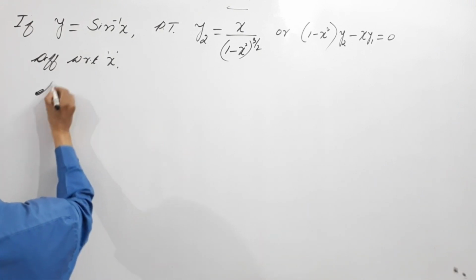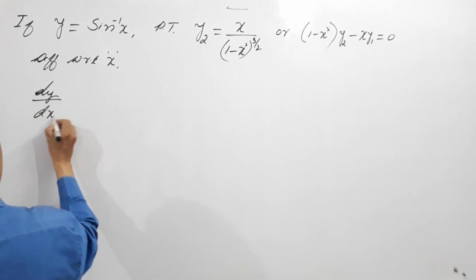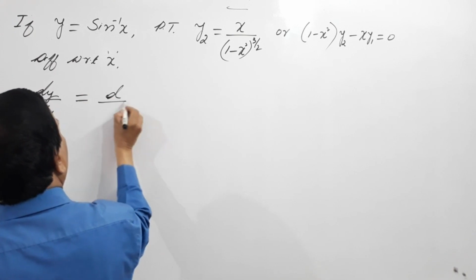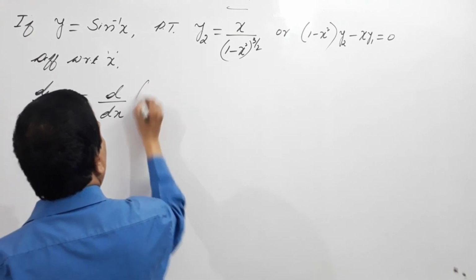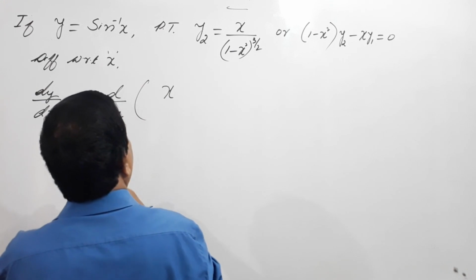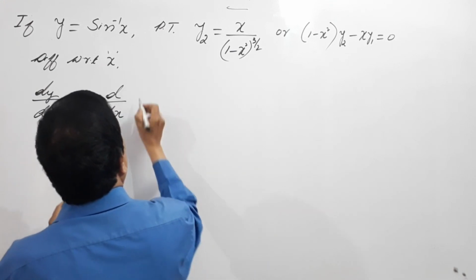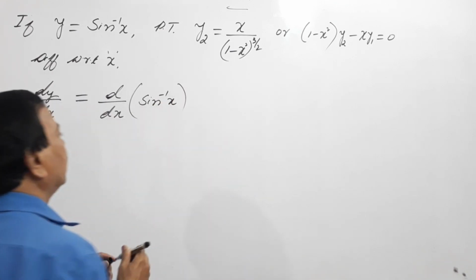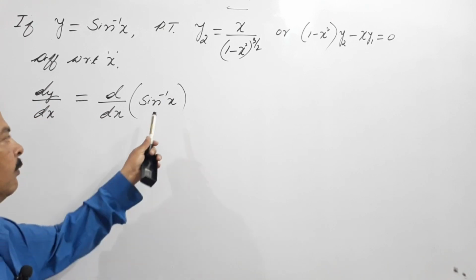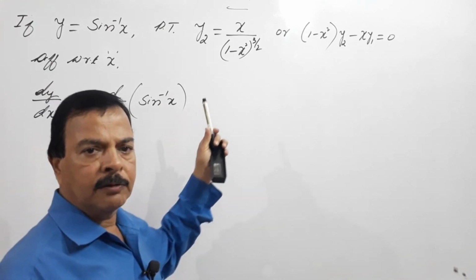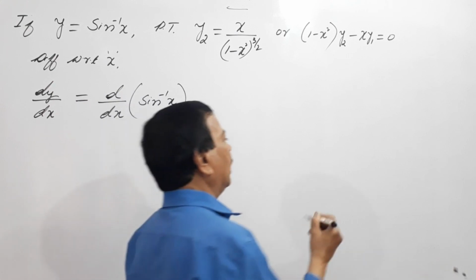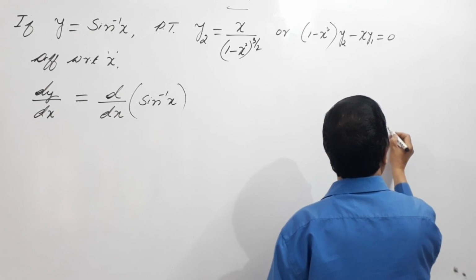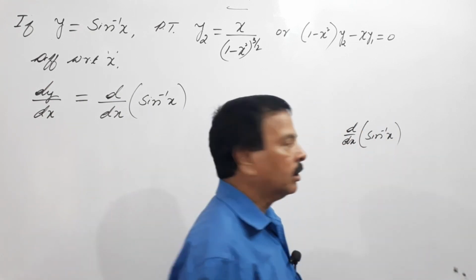Now what happens here? dy by dx equals d by dx of sin inverse x. So it is a simple problem. We should know the formula for d by dx of sin inverse x. What is d by dx? So I will write here, d by dx of sin inverse x is the inverse function. So this becomes what?